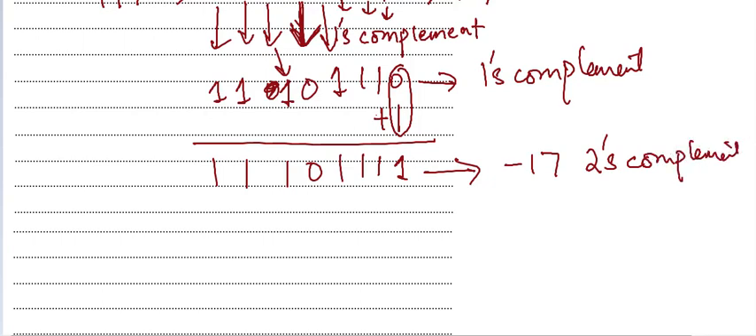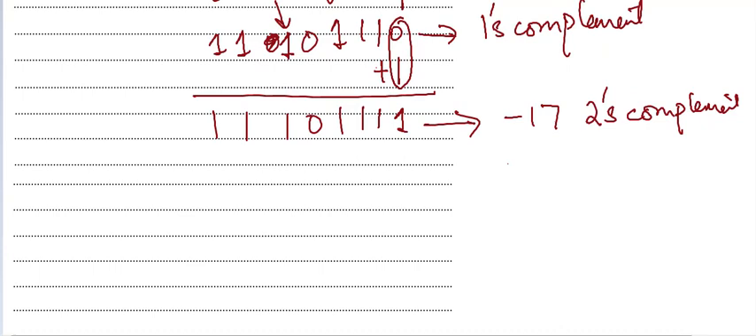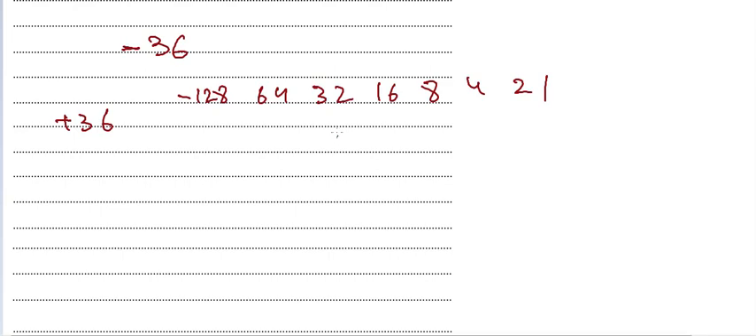Okay, remember, to find 2's complement form, let me give you another example real quick. If you have the number minus 36, for example, how are we going to convert it into 2's complement? We are first going to write plus 36, and to write plus 36 we'll write down the weights minus 128, 64, 32, 16, 8, 4, 2, 1, and because we want to write plus 36, this is going to be 1 and this is going to be 1. These are going to be zeros.